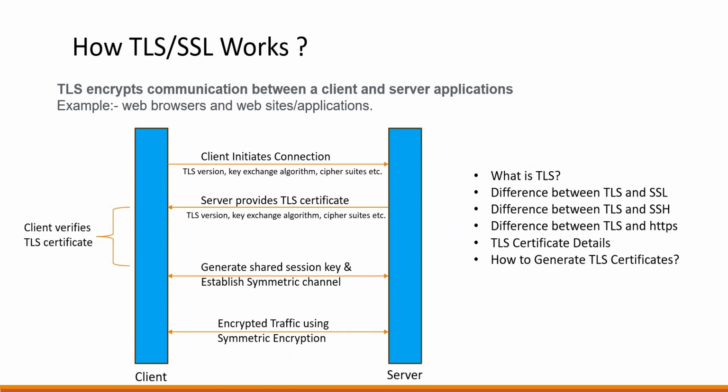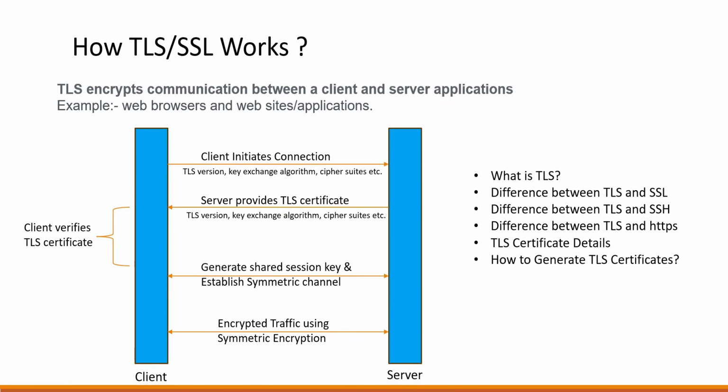SSH also uses similar encryption algorithms as TLS, but the applications of SSH are different when compared to TLS. SSH is mainly useful to connect to remote devices or remote machines using an encrypted channel. Generally, administrators will connect to remote machines using SSH, whereas TLS is used by multiple server applications to provide a secure encryption channel for the users of the applications.